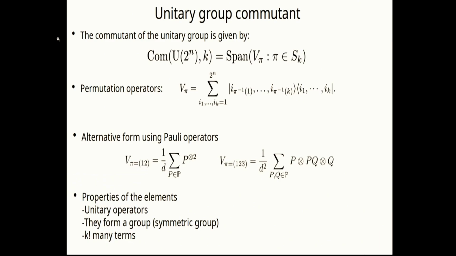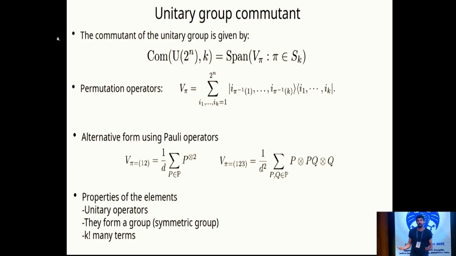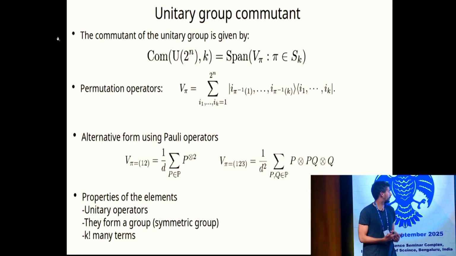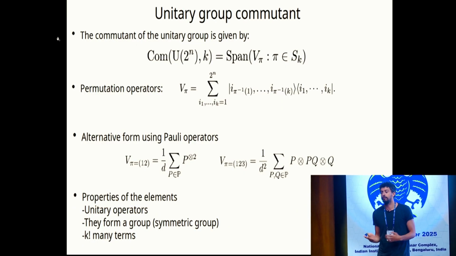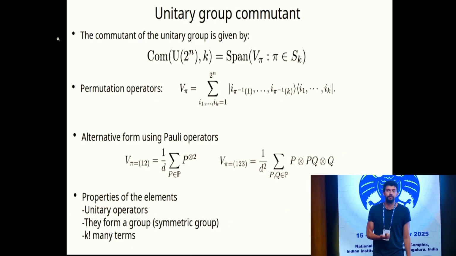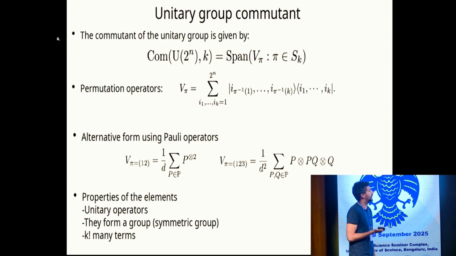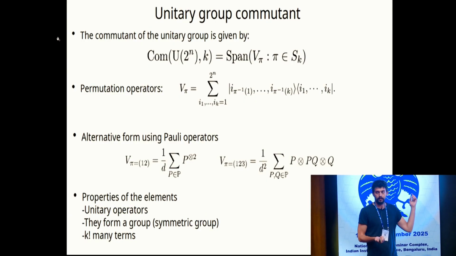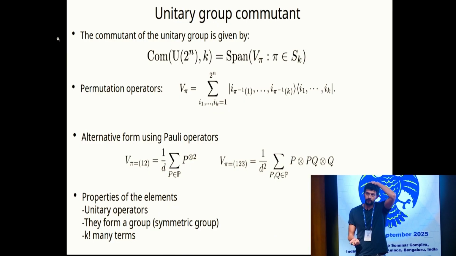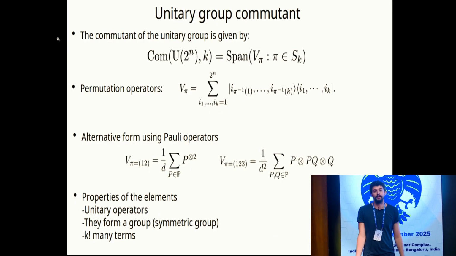Now, this unitary group commutant has a lot of nice properties. First of all, since the basis that I just described to you is all swaps, they are all unitary themselves, and they all form a group. And this group is additionally, of course, a symmetric group, which has been well studied. One can use Young tableaux to analyze it. And it also has, which is somewhat interesting, only k factorial many terms.